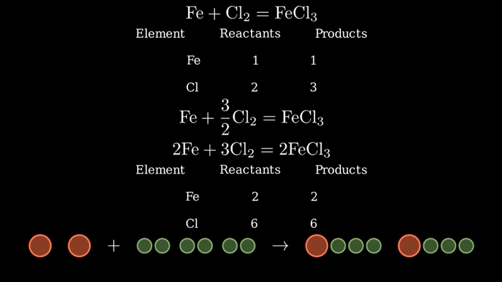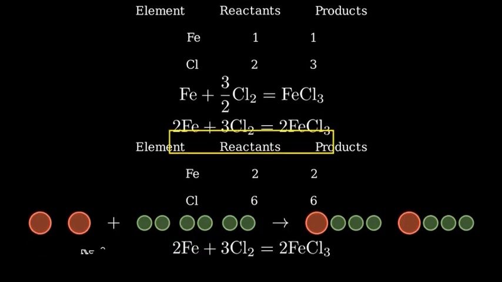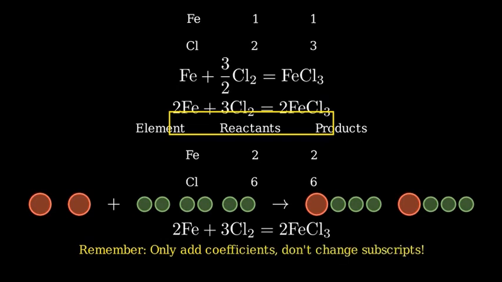In conclusion, we've balanced the equation 2 Fe plus 3 Cl2 yields 2 FeCl3. Remember, when balancing chemical equations, we can only add coefficients in front of molecules. We cannot change the subscripts within the molecular formulas.